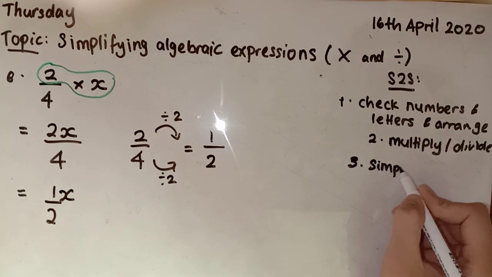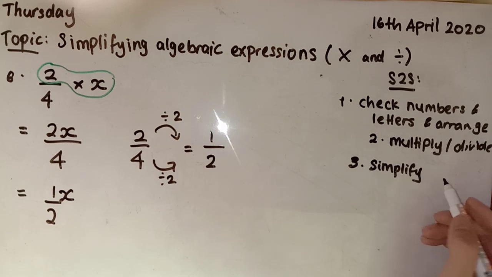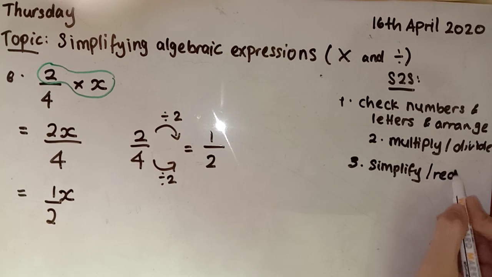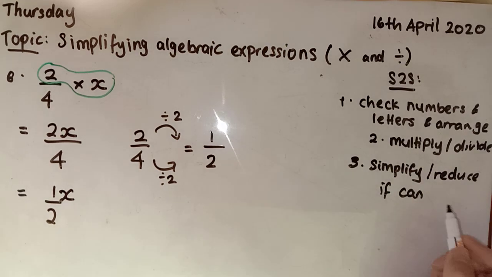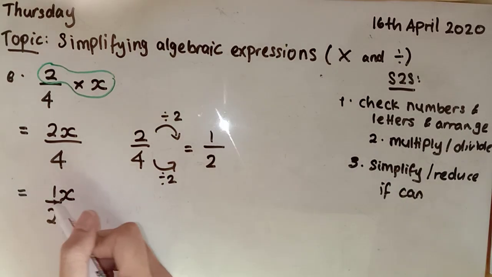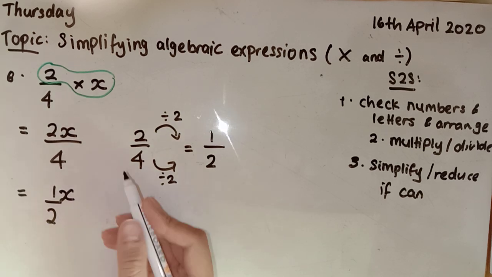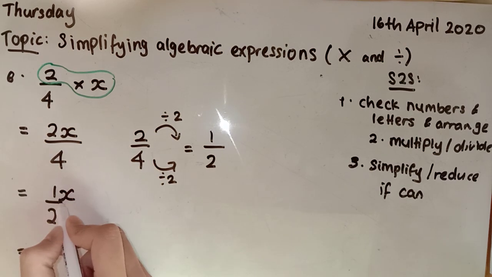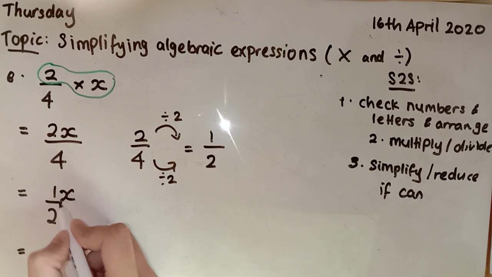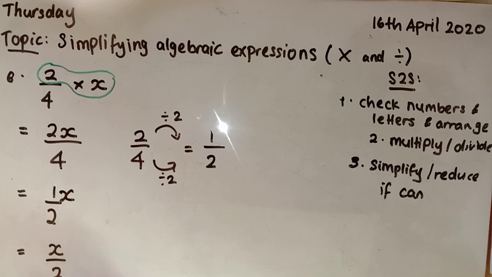Simplify or reduce. If can, kalau dapat saja. Kalau ini dapat, dan ini dapat lah. Okay, so your answer is 1x over 2 or 1x is the same as x. Pasal 1x ni 1 times x kan? So 1 times x is x over 2. That's your answer. Let's try more example.